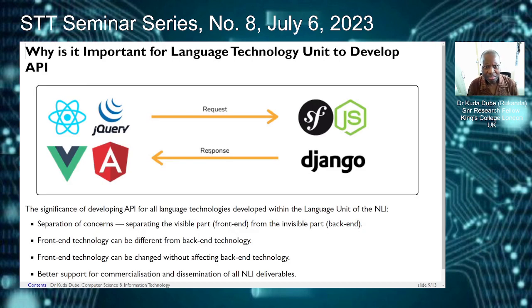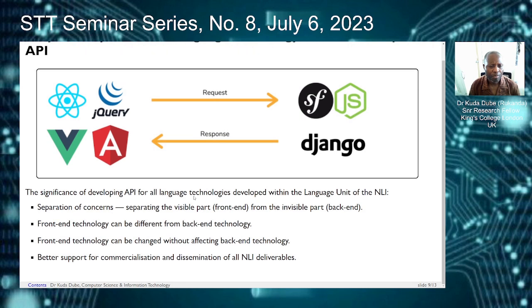Right. Why is it important for the language technology unit to develop an API? First, the most important thing to note is that the API approach allows us to separate concerns, to follow the principle of separation of concerns. This is a principle that is very important in engineering, especially in software engineering, where you separate the visible part, which is the front end.